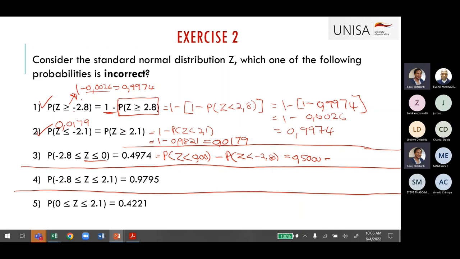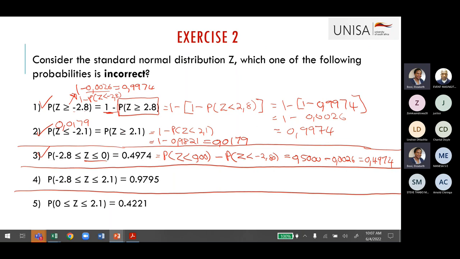When we found this value, we said it was 1 minus the probability of z less than minus 2.8. That's what we did, and which is the same as this one. So I'm just going to use that value, which is 0.0026, which equals 0.5000 minus 0.0026, which is 0.0974, which is the same. Which is correct.